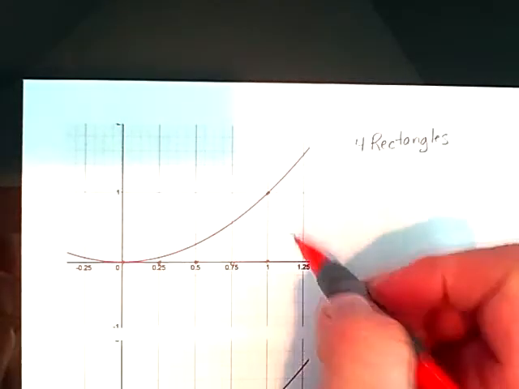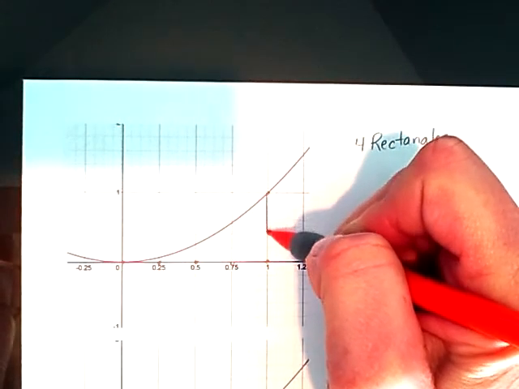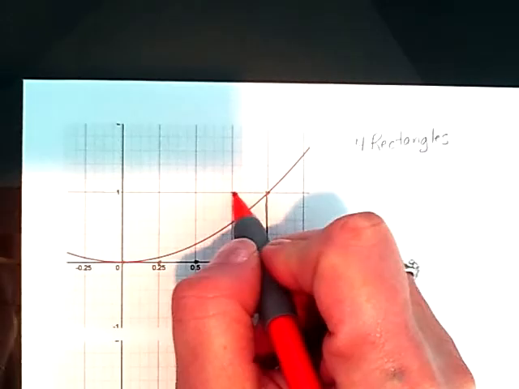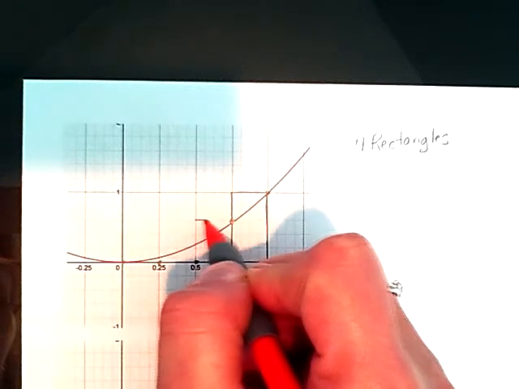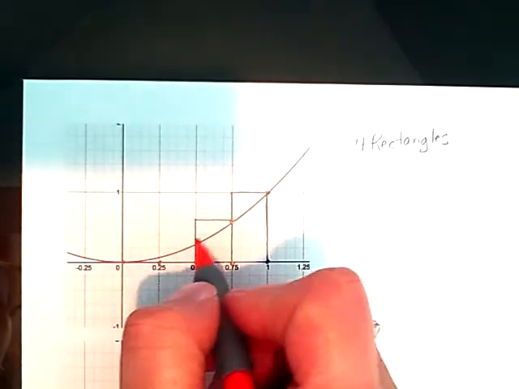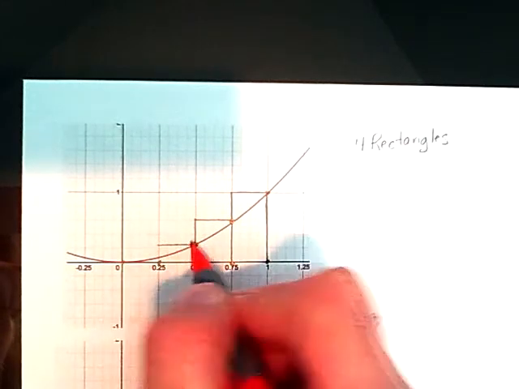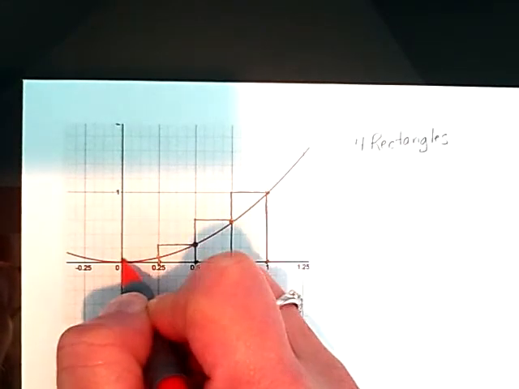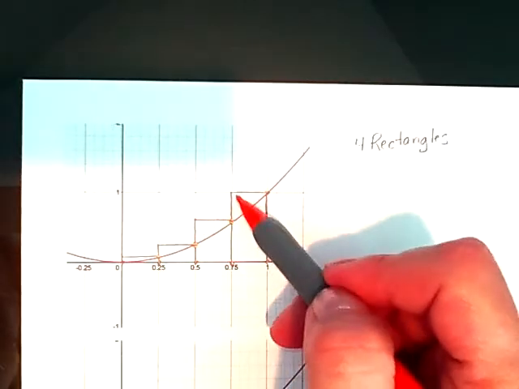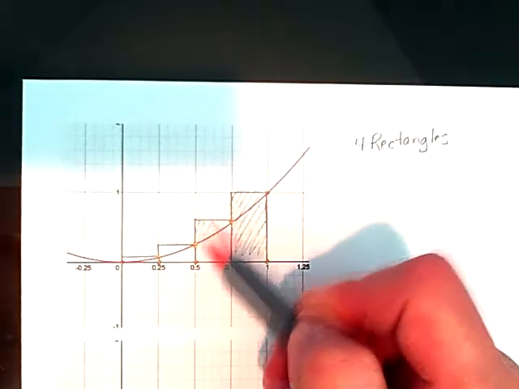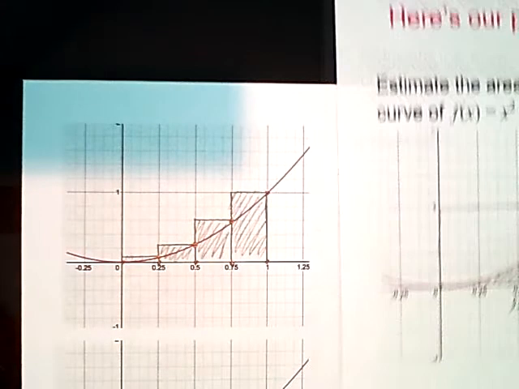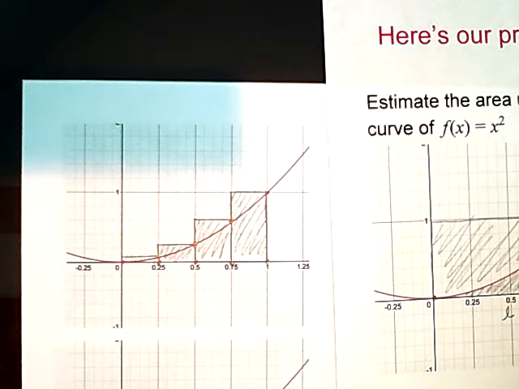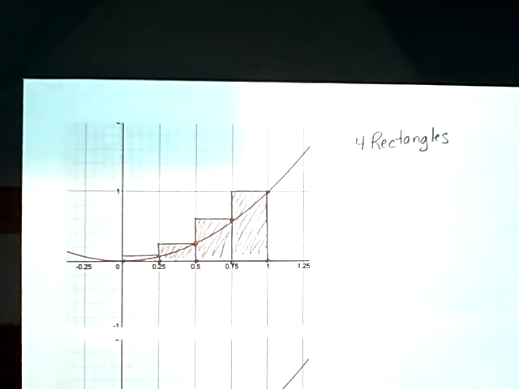1, 2, 3, 4. Now I'm going to use the right-hand side to make my first rectangle. That gives me my first rectangle. I go to the curve and I make my second rectangle. I go to the curve again to make my third rectangle. I go to the curve again and make my 4th rectangle. Now I'm going to find the area of these 4 pieces. You can see already that compared with my very first large rectangle, I'm getting closer to what the actual area would be.